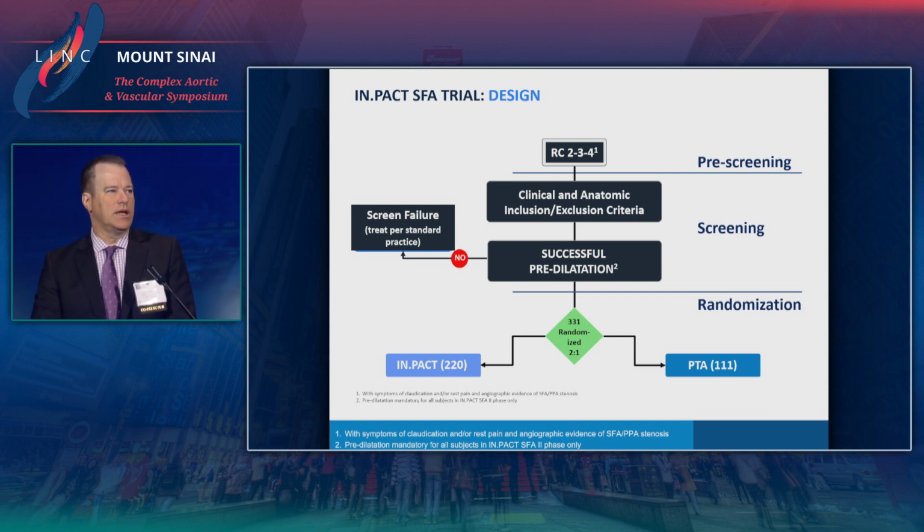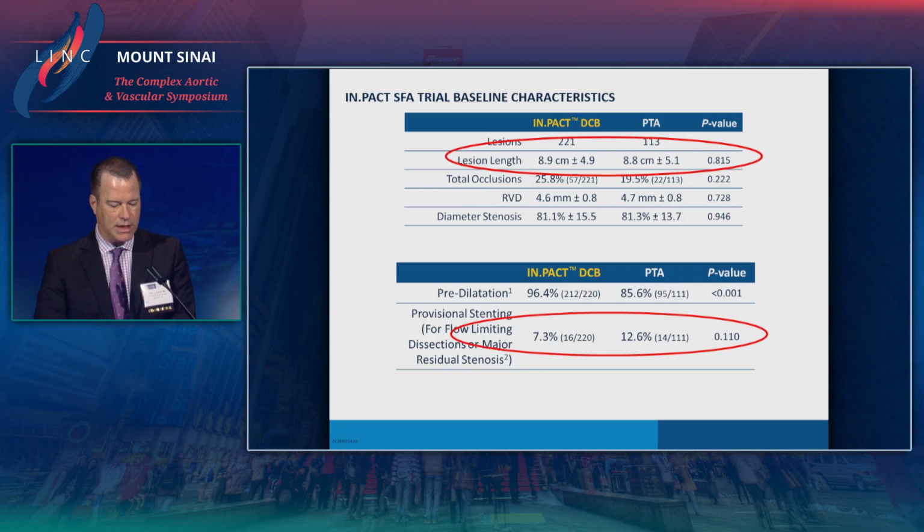that, if there are no flow-limiting dissections and no flow-limiting recoil, the patient can then be randomized to either angioplasty with a standard angioplasty balloon or angioplasty with a drug-coated balloon, and typically these are done in a 2-to-1 ratio, so there are twice as many patients in the treatment arm once randomization has been completed. The randomized controlled trials are fairly similar. They're treating what I would call moderate length lesions, about 9 centimeters in the IMPACT trial, and I'll go through the 2 other trials as well.